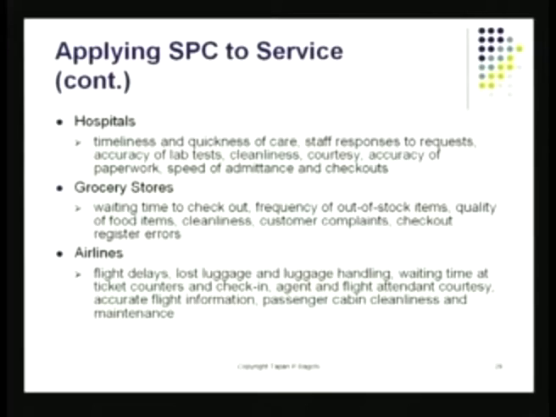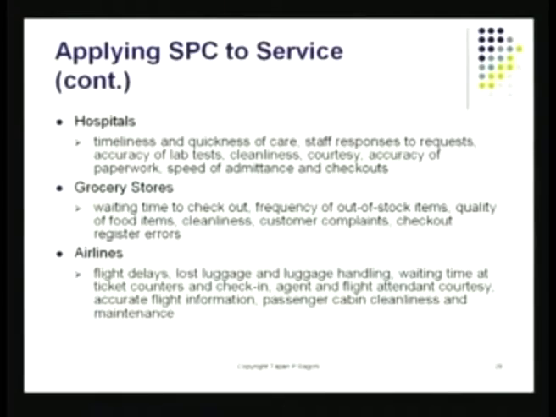Grocery stores, what kind of things may turn out? Waiting time is a big problem. It's a big issue, and this can be monitored. The frequency of out of stock items is also something that one can look at quite easily. Quality of food items, cleanliness, and so on. These are all aspects of service that you'd like to worry about.